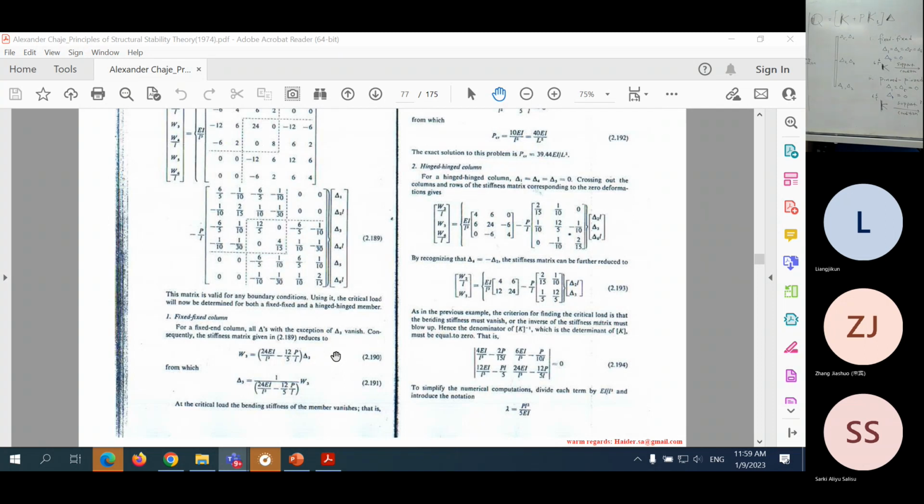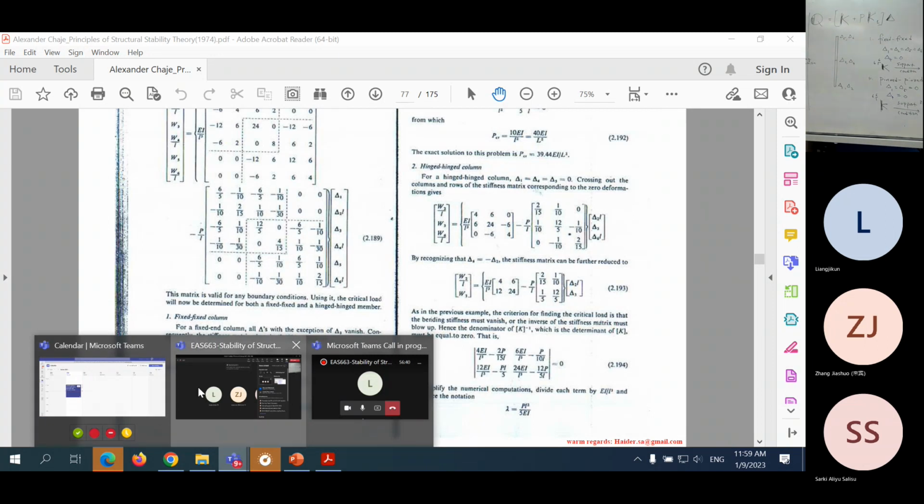In this particular page here, it further reduces it into only 2 independent displacements. Why only 2? Because of the symmetry of the buckle shape. Symmetry of the buckle shape means, we go to that. Okay.